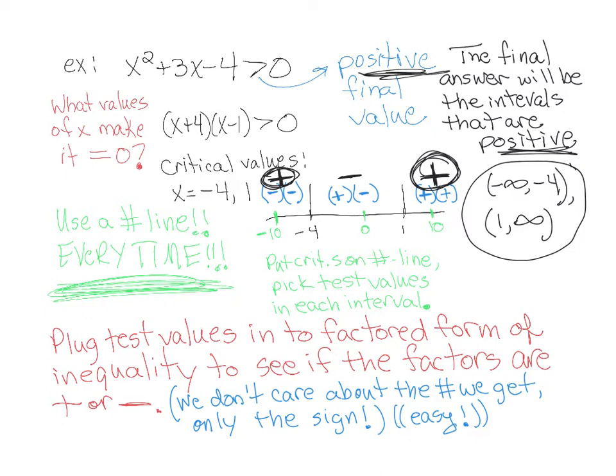Let's do it again. Let's take the test value that's between my 2 critical numbers. I'm going to plug a 0 in for each of these x values. When I plug a 0 in here, I get a plus. Plug a 0 in here, I get -1, which is a minus. So I have a plus times a minus. That gives me a negative answer.